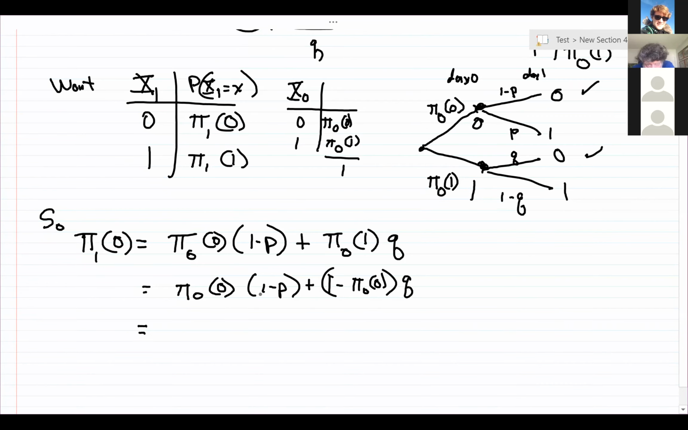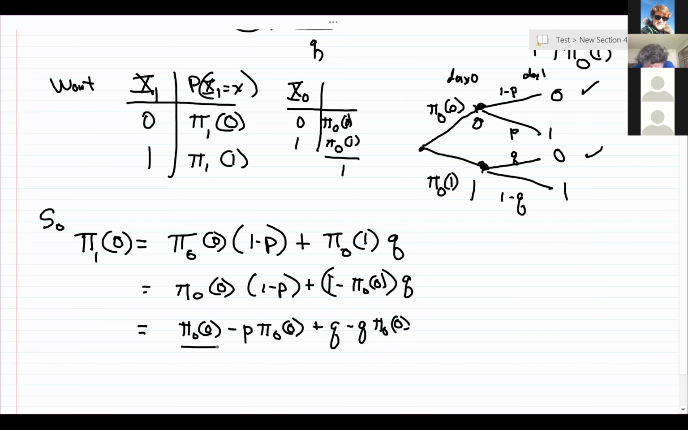How so? Well, there's this times 1, there's this times this, and then there's this times this. So if you write it all out, this times this is pi 0,0. This times this is minus p pi 0,0. Q times 1 is just q. And this times this is minus q pi 0,0.